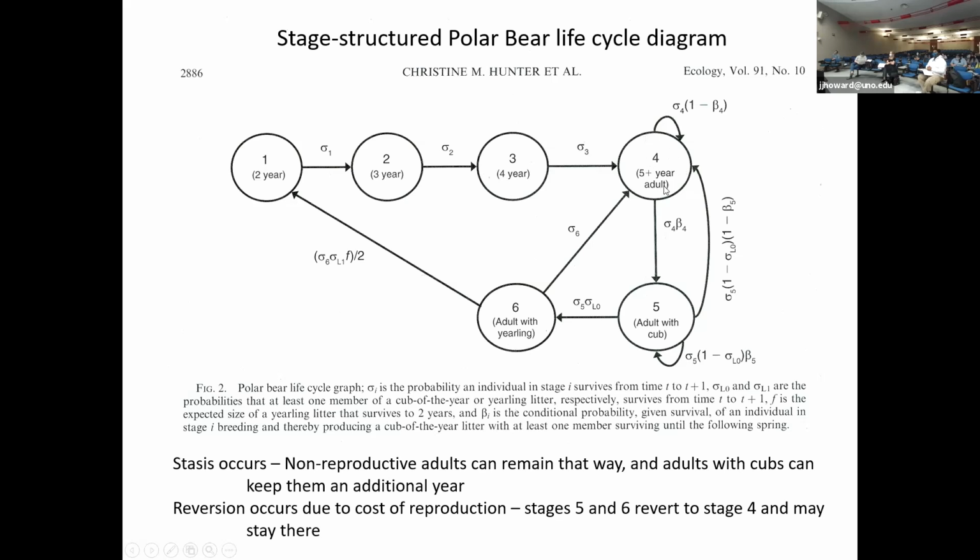And now here they are. Stage 4 is reproductive individuals, or reproductive potential individuals, because they don't necessarily reproduce. They may not find a mate. They may lose a pregnancy. And so there's some possibility that a non-reproductive adult could wind up staying as a non-reproductive adult. Well, there's stasis. Non-reproductive adults can remain that way, right?